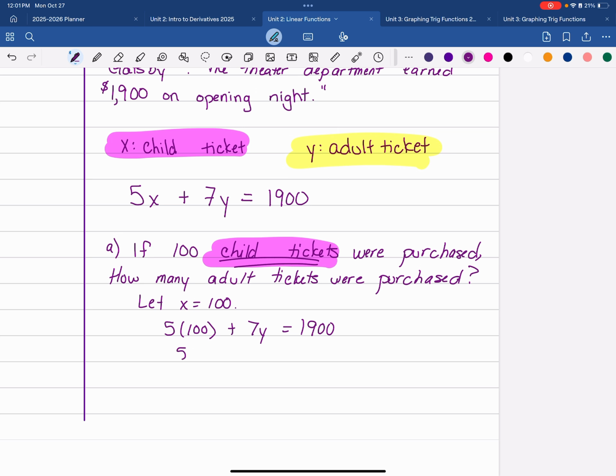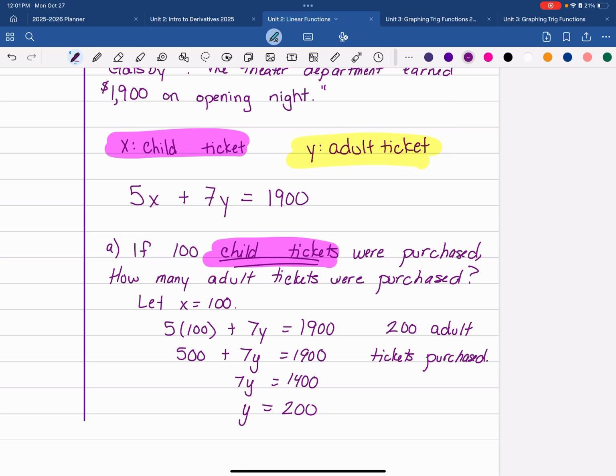And then I'm going to solve this equation. 500 plus 7y equals 1,900. I subtract that 500 and I divide by 7 to get 200. So I know that if there were 100 children's tickets purchased, there were 200 adult tickets purchased.